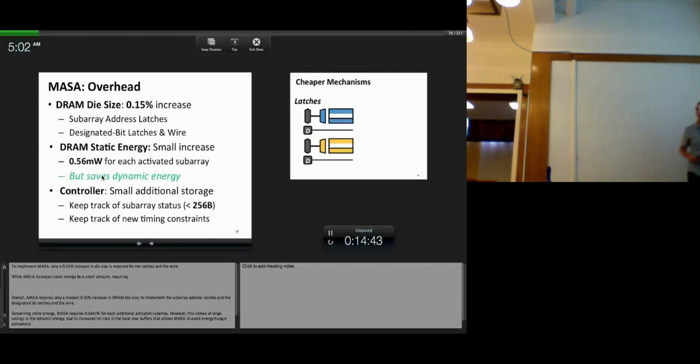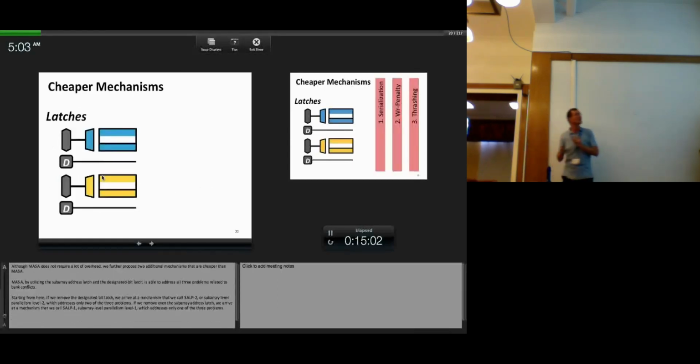Now the controller needs to be aware of the subarrays, right? Somehow it needs to keep track of the status of the subarrays. So this is additional information to the controller. And also, the controller needs to keep track of new timing constraints. So the controller needs to be able to switch between the subarrays, right? And that requires some timing. It takes 1 cycle to switch between different subarrays because they're not banks.